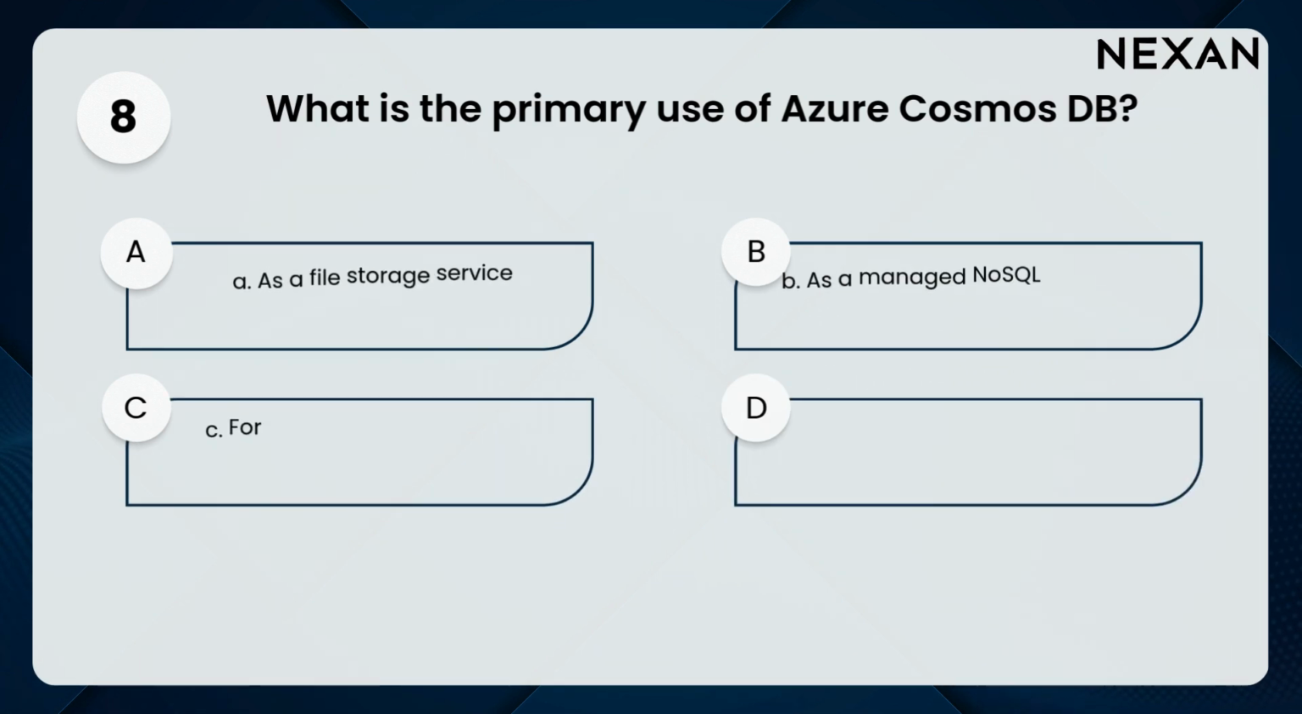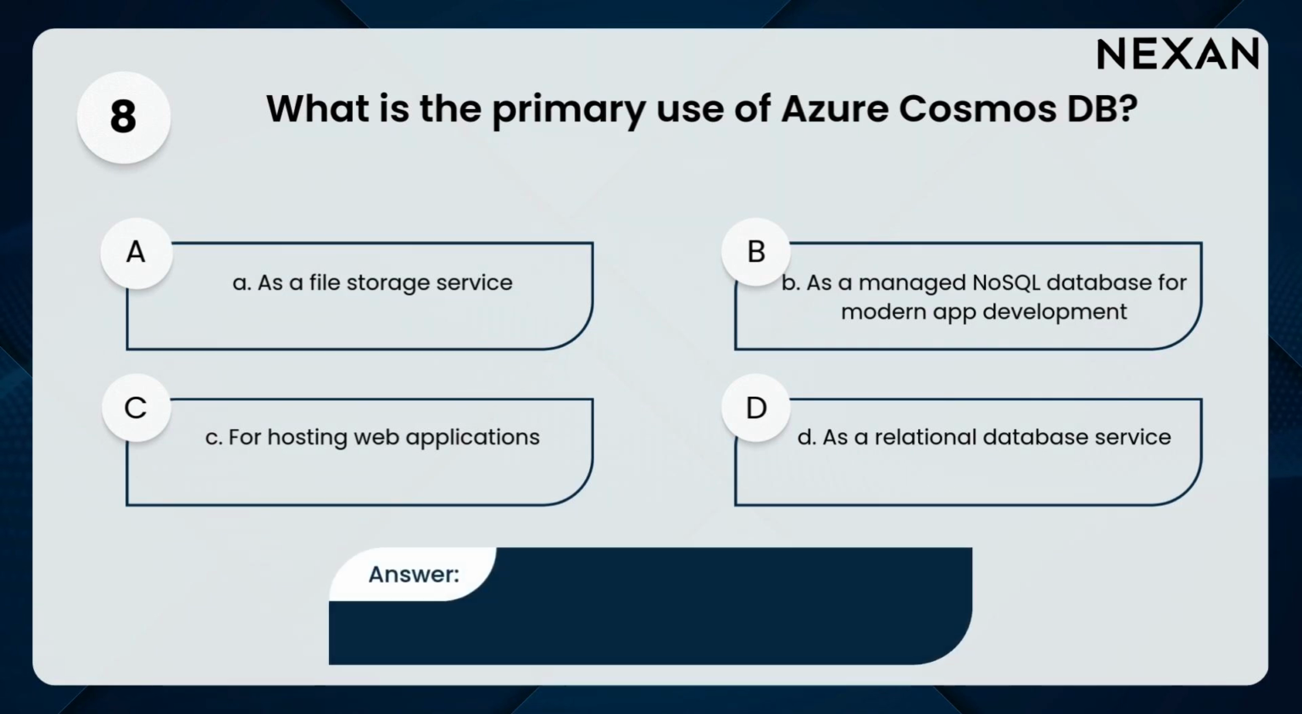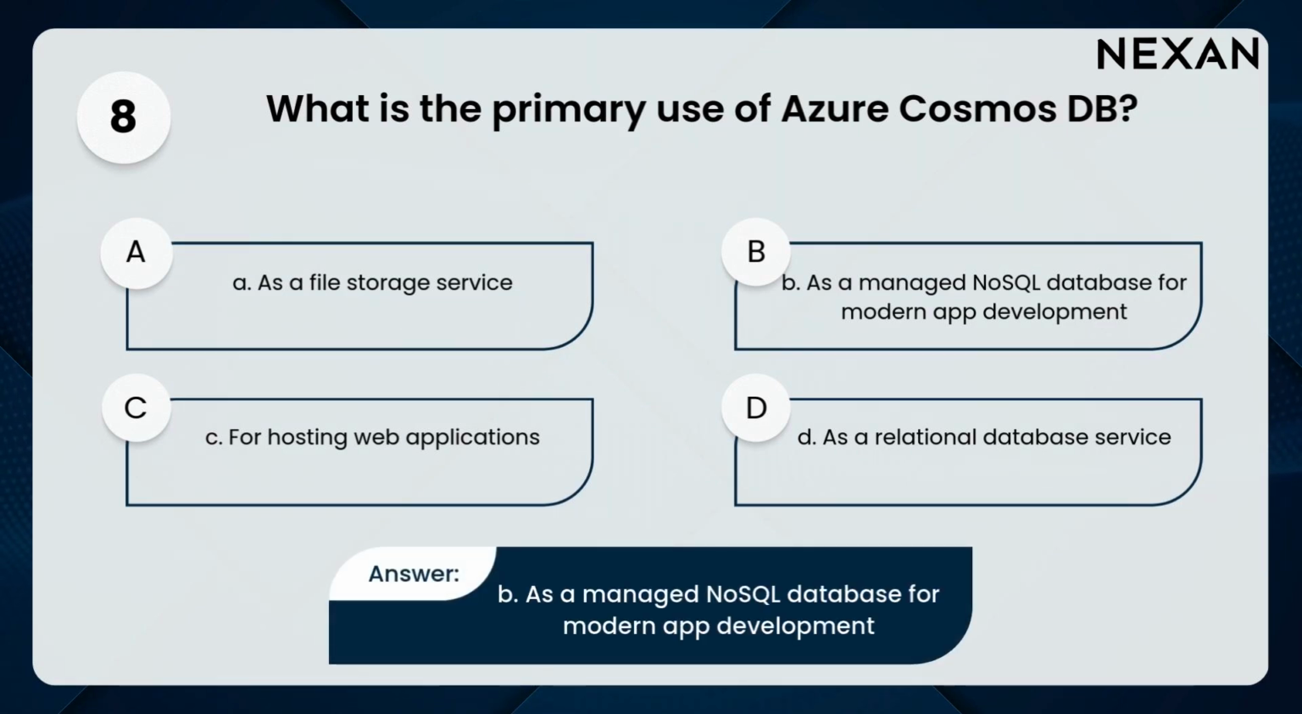8. What is the primary use of Azure Cosmos DB? A. As a file storage service. B. As a managed NoSQL database for modern app development. C. For hosting web applications. D. As a relational database service. Answer: B. As a managed NoSQL database for modern app development.